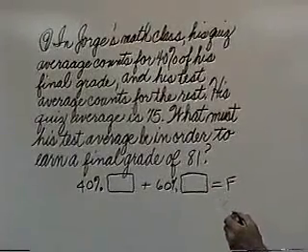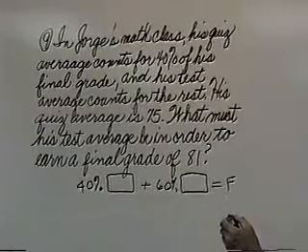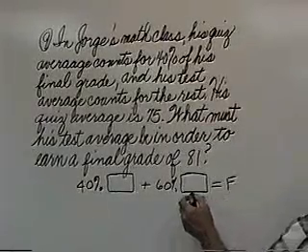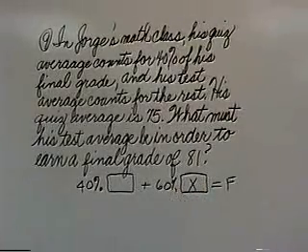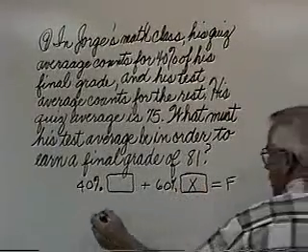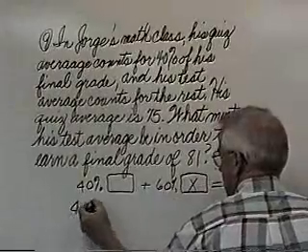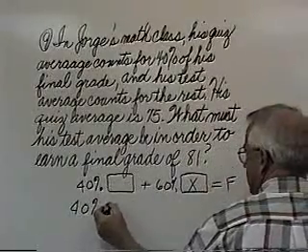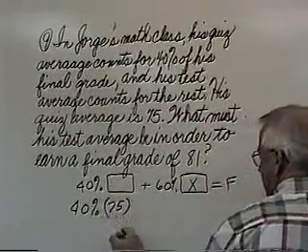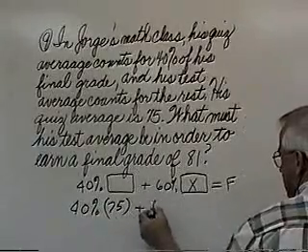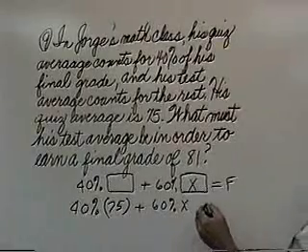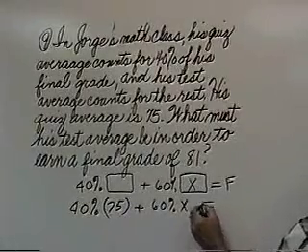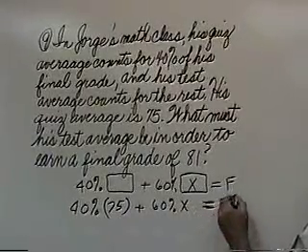So what we want then is we're trying to find the test grade. So that's the X. So now let's look. What we have is 40% of the 75 plus 60% of the one we're looking for is to give us a final grade of 81.